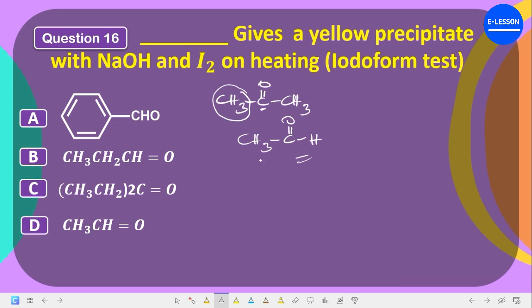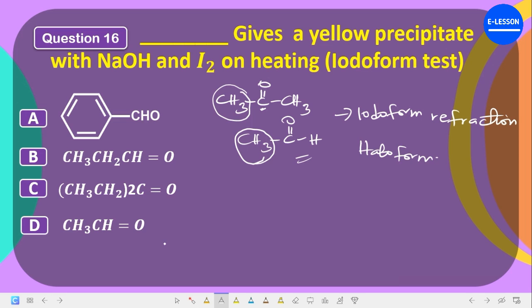Now if you look at acetaldehyde also, it has the CH3 group attached to this carbonyl group. So anyone that has a CH3 group attached to the carbonyl group can undergo the iodoform reaction, which is also called the haloform reaction. So which of them do you think will be the correct answer?